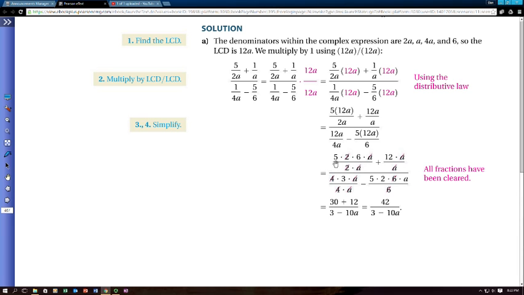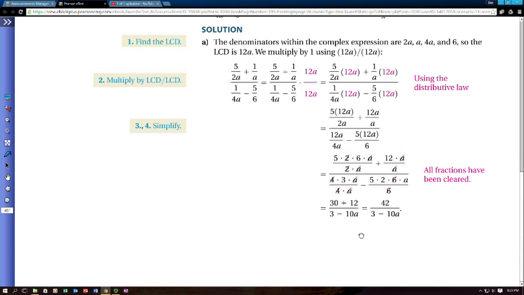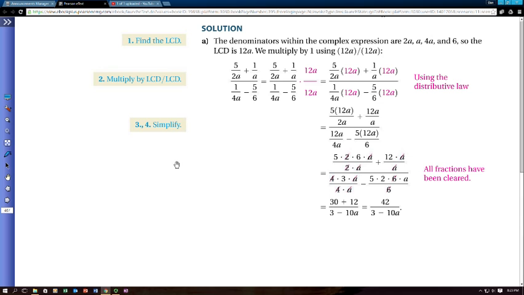And you start seeing that we end up with the fractions going away. Now in this case we end up with 30 plus 12, which is 42, and then I get 3 minus 10a, which I can't simplify. So I've cleared all the fractions, then I deal with this fraction, then check to make sure it's in simplest form. Like I said, now I might just add these and say 5 over 2a, and then this would be 2 over 2a, which I'd get 7 over 2a.